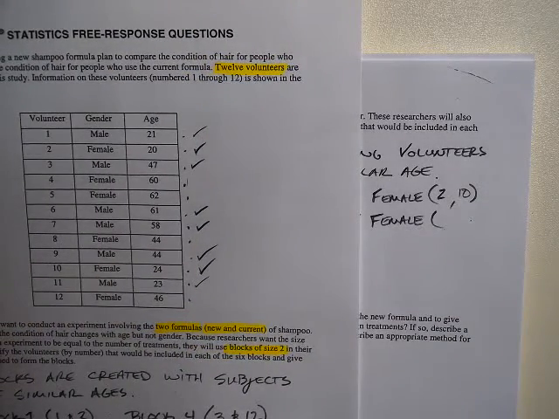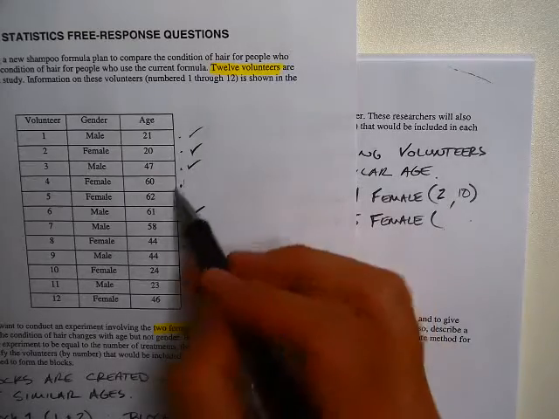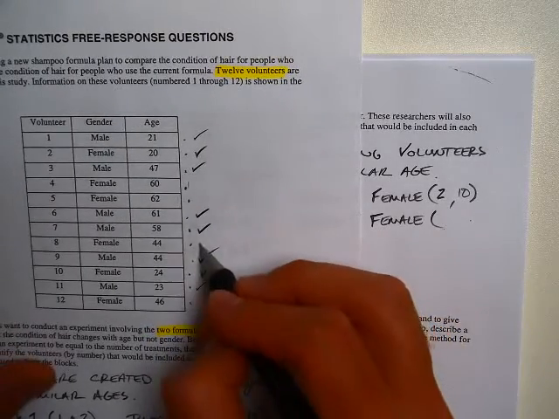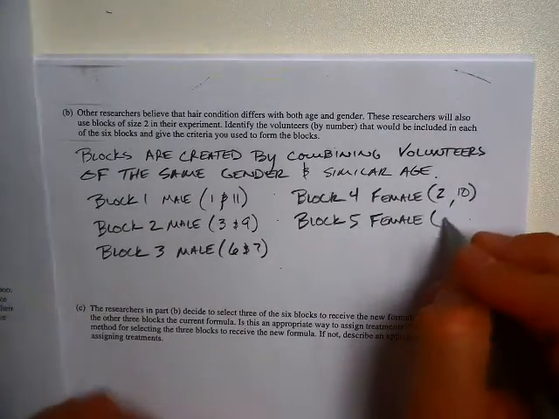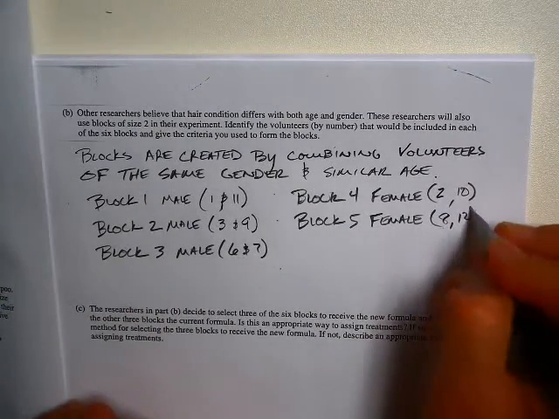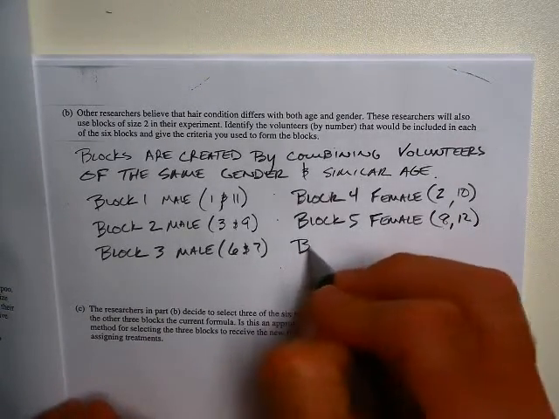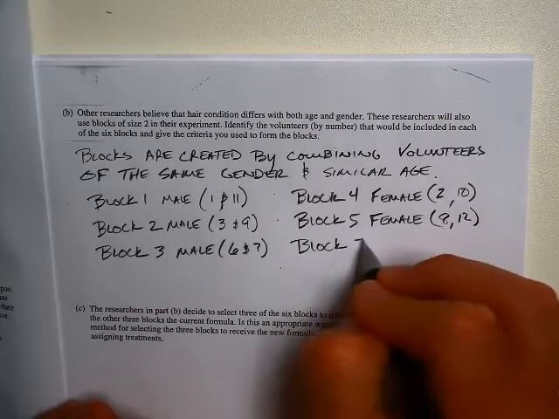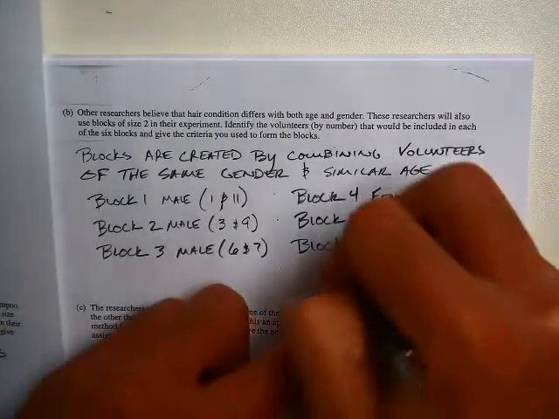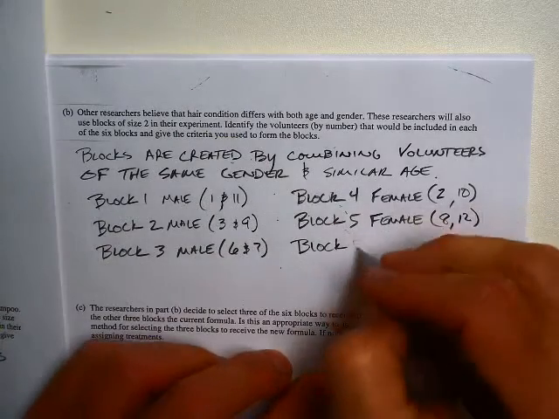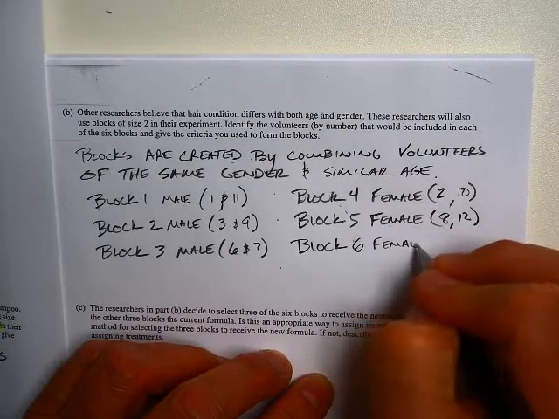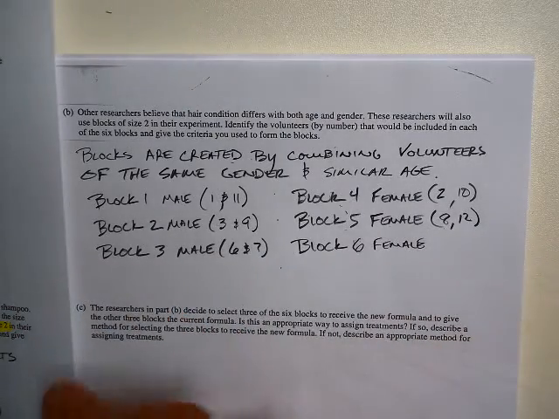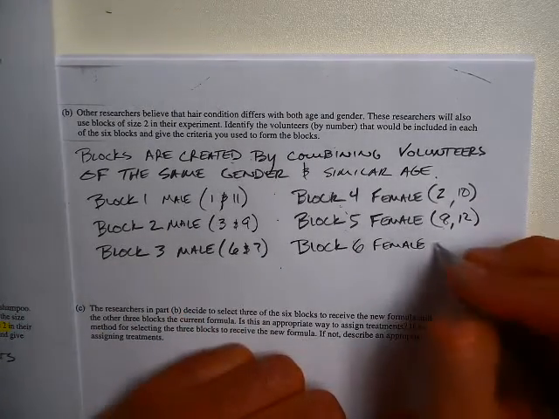Let's see, what do I have? Then I've got 2 females, 60 and 62, so it's got to be the 44 and the 46, so that's going to be 8 and 12. And then block 5, oops, block 6, not 5. It's also female. That is going to be my 4 and 5.